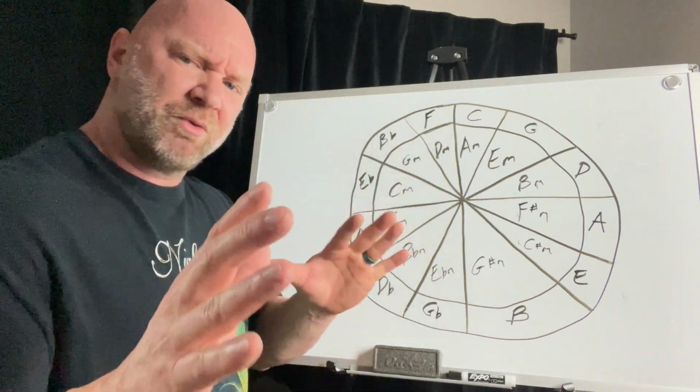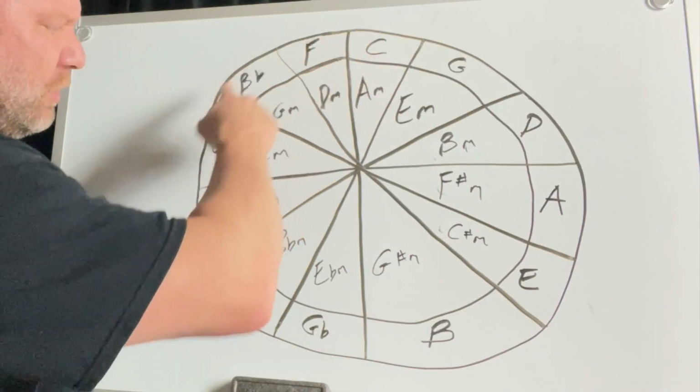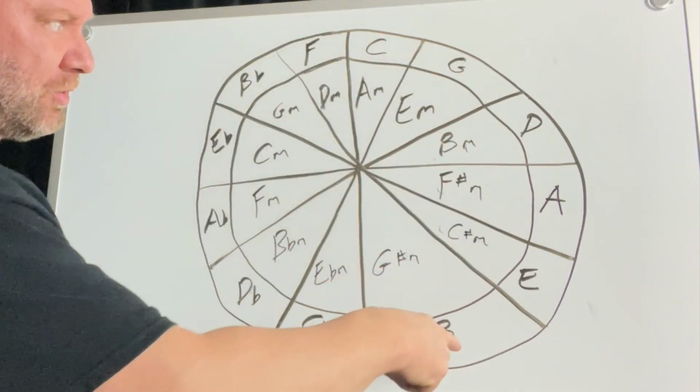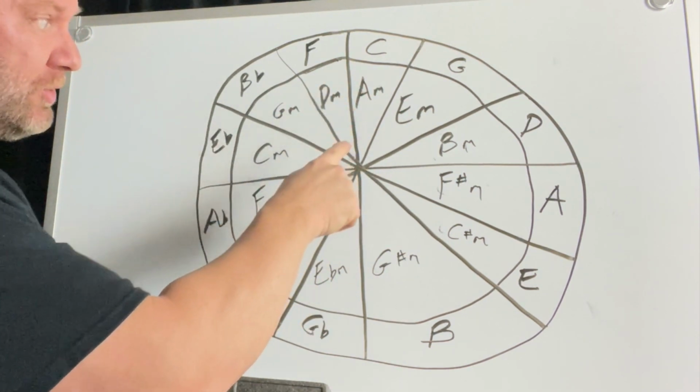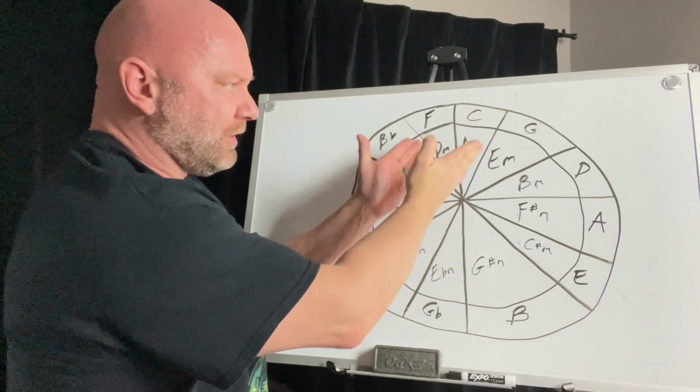And real quick, by the way, the circle of fifths: all these chords on the outer part of the circle are your major chords. The ones in the inner circle are your minor chords. And they are all somewhat kind of connected.